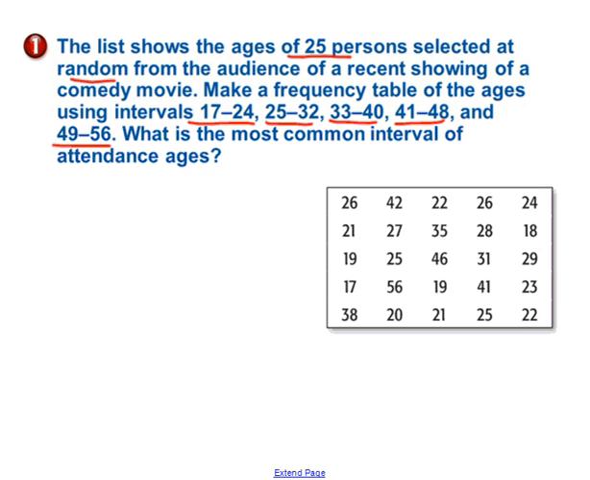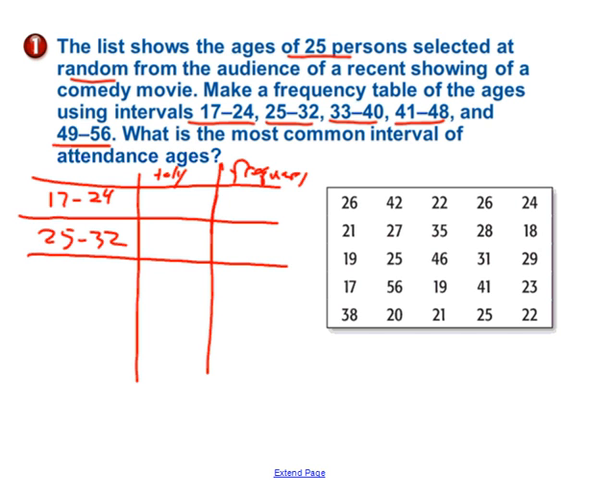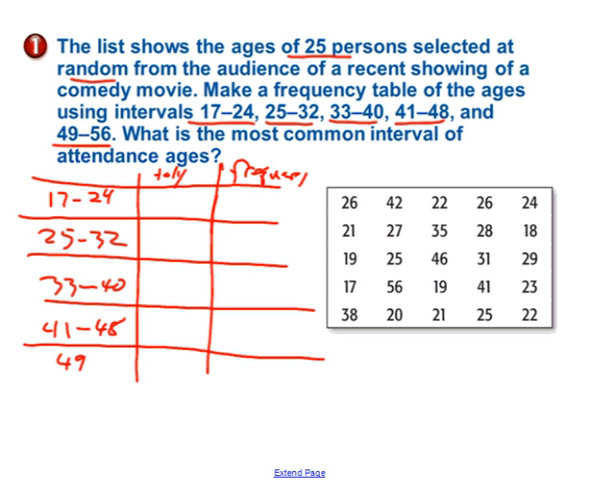So I'm going to say, well, 17 to 24, that's my age group. And then this would be the tally, and then the frequency. In other words, how often does that come up? Then the next age group would be 25 to 32, 33 through 40, 41 to 48, and 49 through 56. Okay, these are all equal intervals.